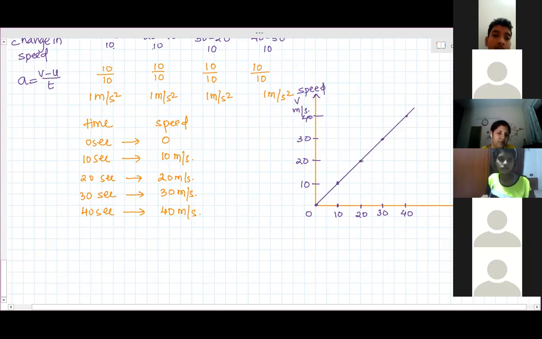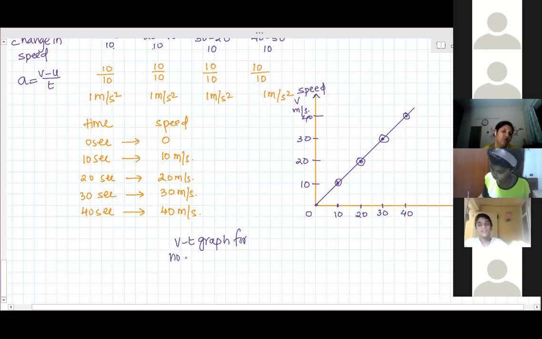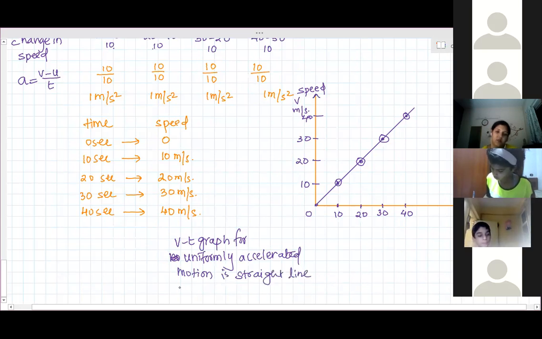So the VT graph for uniformly accelerated motion is a straight line inclined to the time axis. Is it clear? Yes, ma'am.